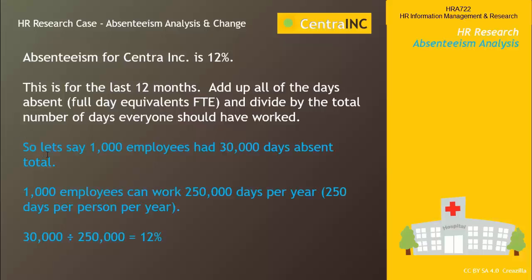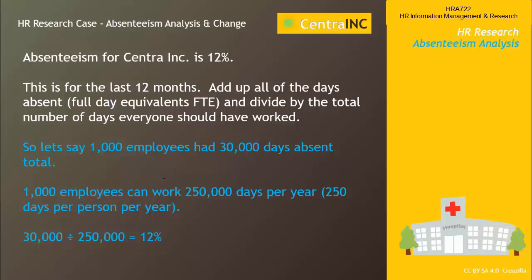So let's assume that our company has 1,000 employees and 30,000 days were absent total. So I'm just using big numbers. So all the 1,000 employees together had 30,000 absent days. Remember, if you had 2 half days, that would be 1 full day, right? Now, what's the capacity, or what we call the workload capacity of these employees? Think about it. If 1,000 employees together can work 250,000 days.